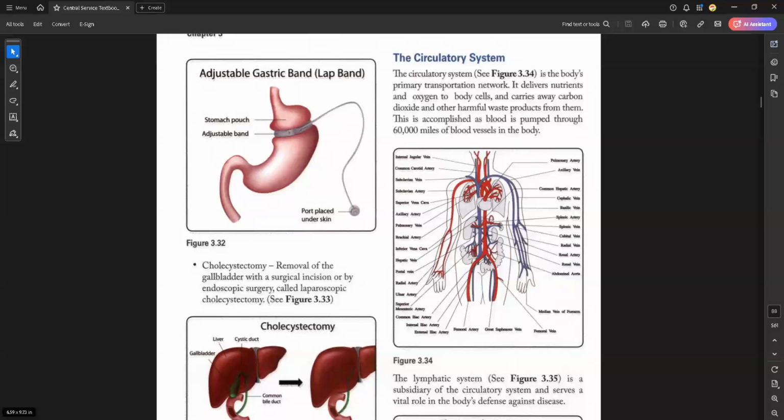Circulatory system, we're talking about the movement of... the circulatory system is the body's primary transportation network. It delivers nutrients and oxygen, and this is accomplished. Now, one thing I ask my students to do is this. Everybody, wherever you are, Google the distance from New York to Accra, Ghana for me. Tell me the miles. Everybody, please, live assignment. I do this in every class. Google in miles the distance from New York City to Accra, Ghana.